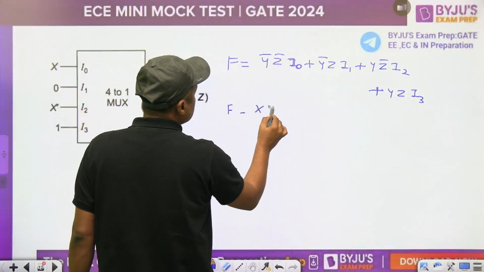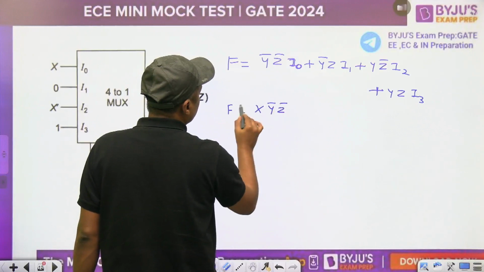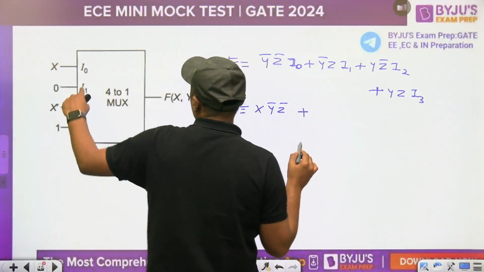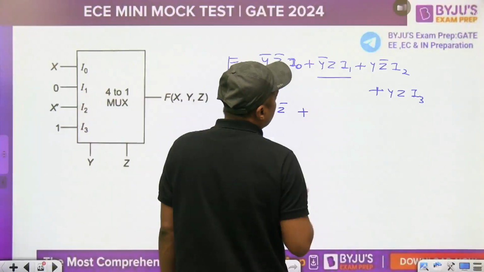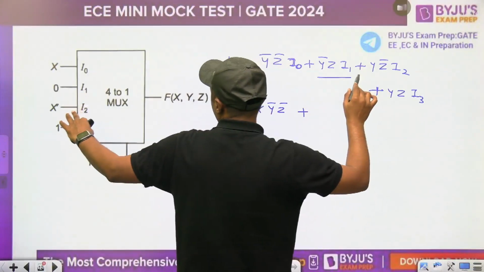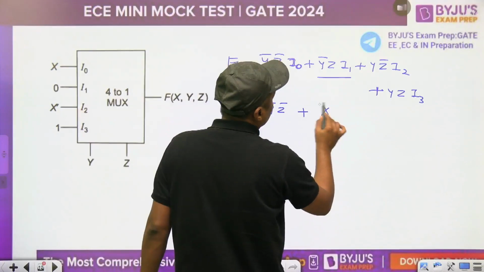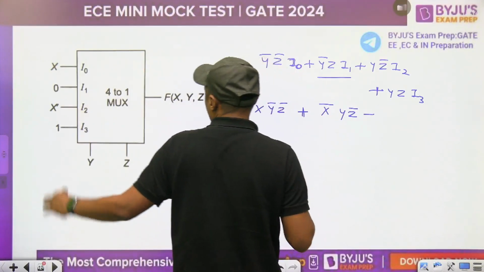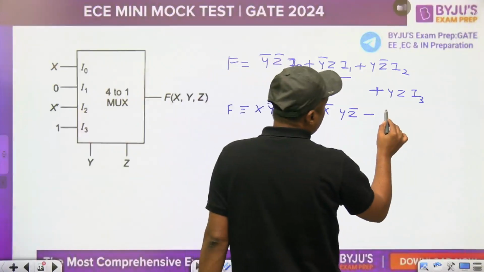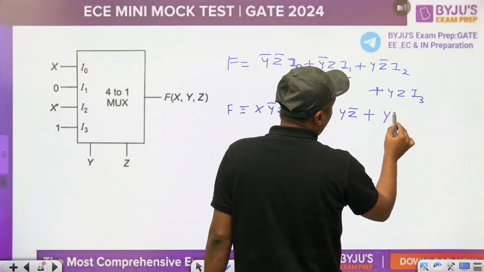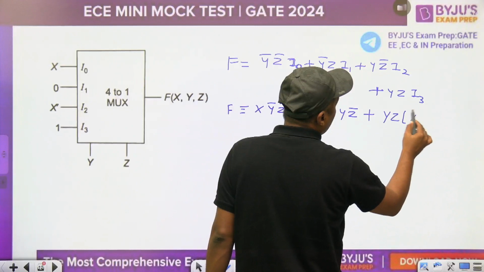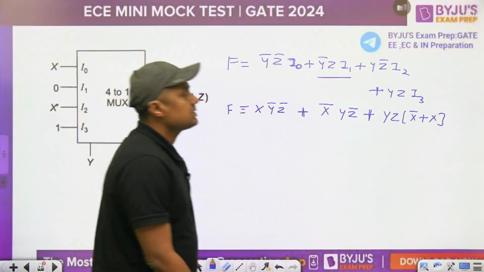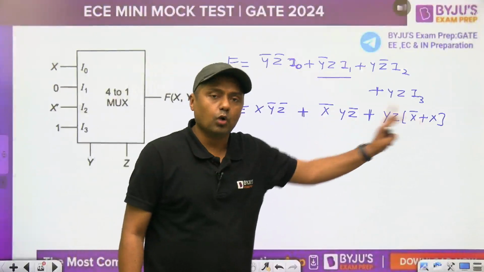Now, what is the I naught? You can say X, Y bar, Z bar first. Plus, what is the I1? 0. This means you can make it 0. I2, what is the I2? X bar. What is the I3? 1. And that's why it will become 1, so you can multiply with the X bar. This is X plus X bar, which is nothing but 1.